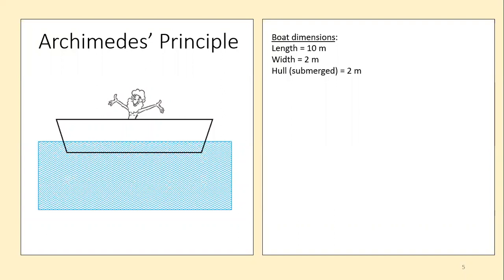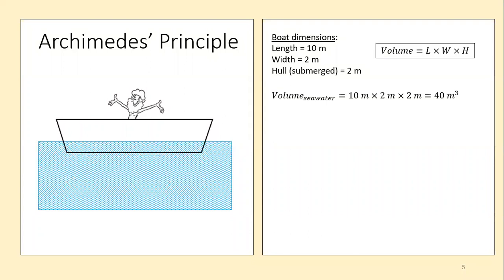To illustrate Archimedes' principle, let's take a look at a simple rectangular boat that is 10 meters long, 2 meters wide, with a hull extending 2 meters below the ocean surface. Using these three dimensions, we can calculate the volume of seawater displaced by the boat using the formula for a rectangular solid, where volume equals the length times width times height. Thus, the volume of water displaced by the boat is 40 cubic meters.